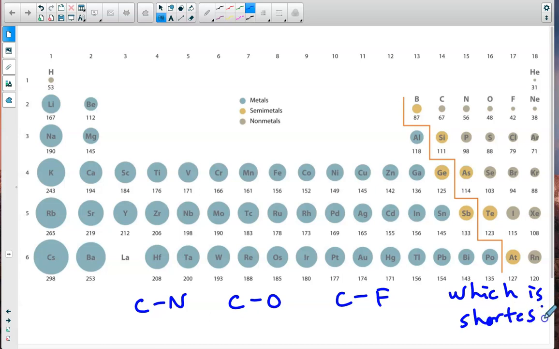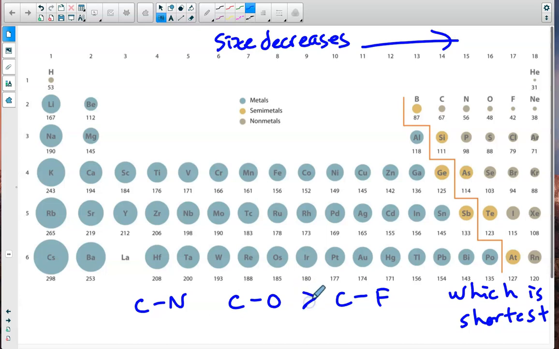Well, we know based on the trend that our size decreases going towards the right of the periodic table. So fluorine is the smallest atom of oxygen, nitrogen, and fluorine that are bonded to the carbon. So the carbon-fluorine bond would be the smallest, and the carbon-oxygen is next biggest, and the carbon-nitrogen would be the biggest, or the longest bond. So you should really be able to do that all across the periodic table, knowing those trends in size.